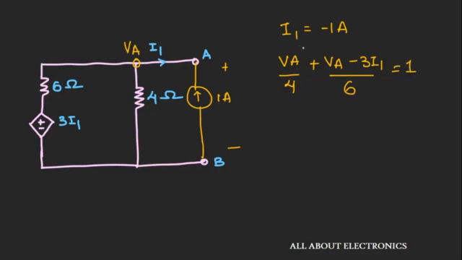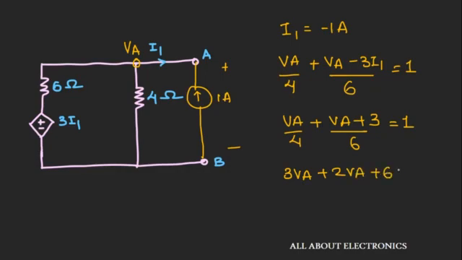Now already we have found that I1 is equal to minus 1 ampere. So we can write it as VA divided by 4 plus (VA plus 3) divided by 6 is equal to 1. Or we can write it as 3VA plus 2VA plus 6 is equal to 12. That means 5VA is equal to 6. Or we can write VA is equal to 6 by 5. So we will get VA as 1.2 volt.